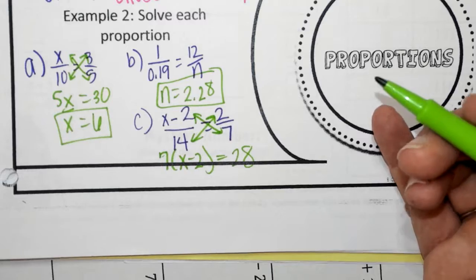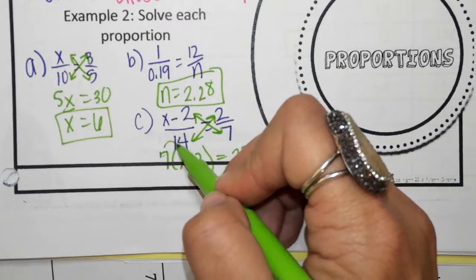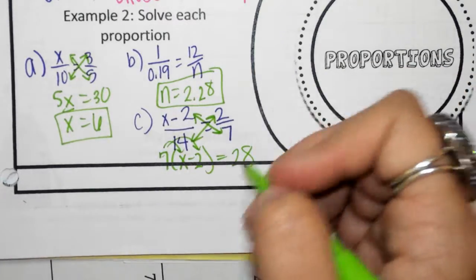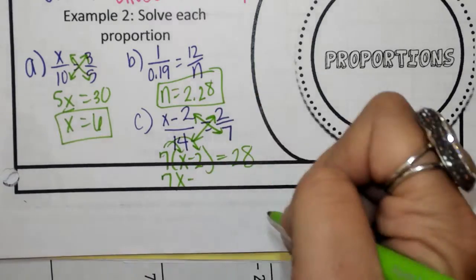So how do I get rid of parentheses? I distribute. And what's 7 times x? And what's 7 times negative 2?